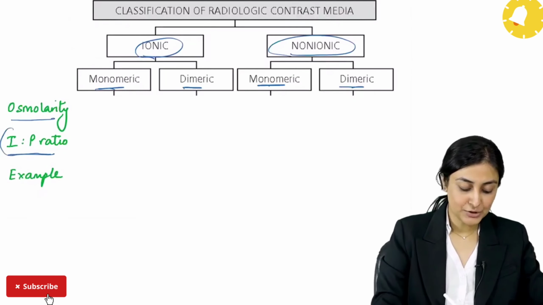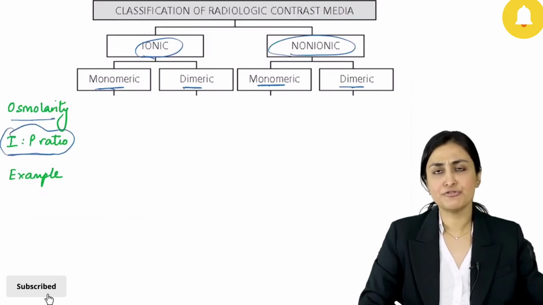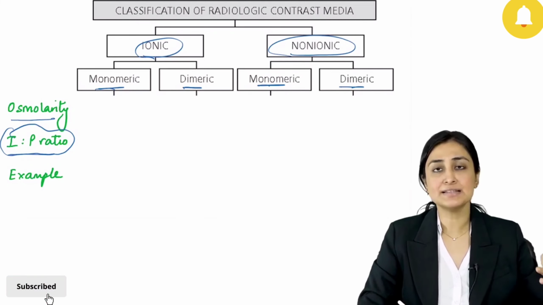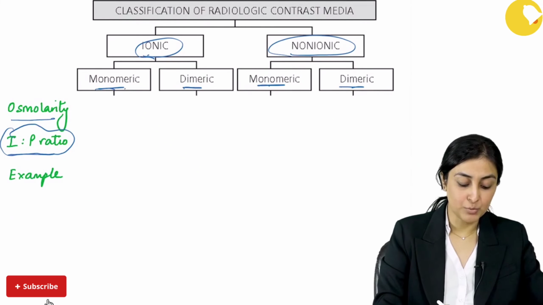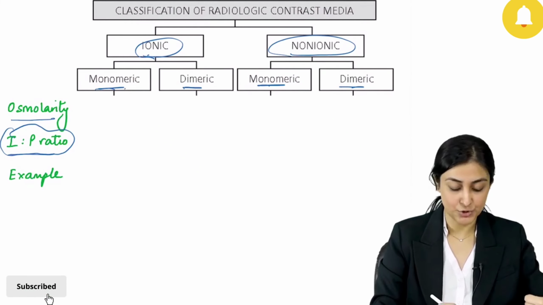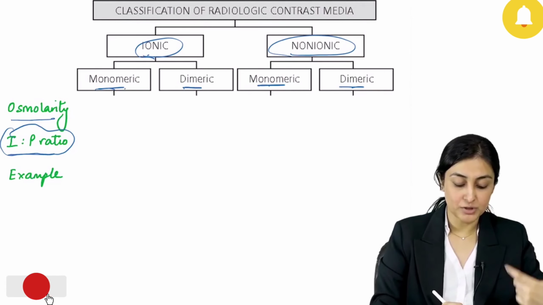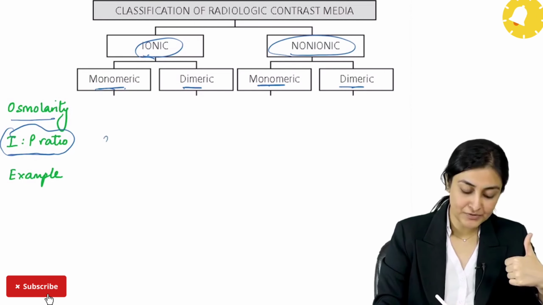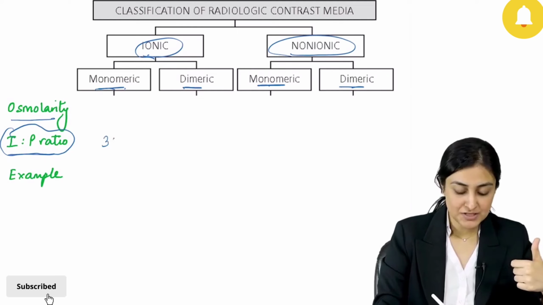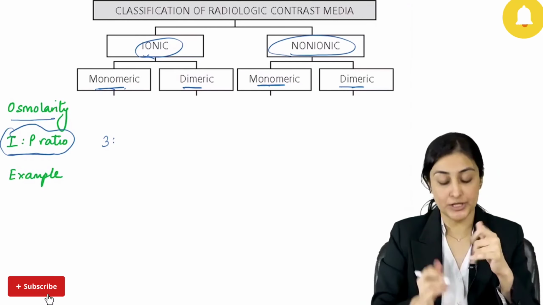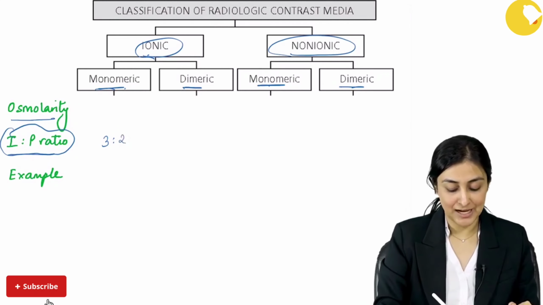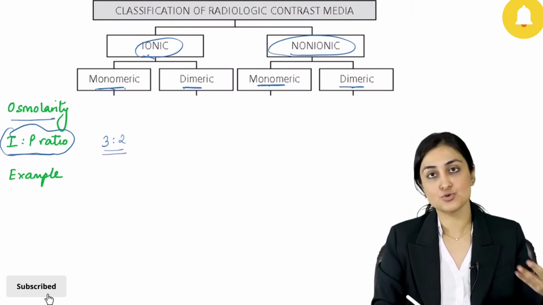So, now when I calculate the iodine particle ratio of different things, it's going to be pretty easy, nothing that I have to memorize. When they ask me ionic monomer, iodine particle ratio, because it is a monomer, how many iodines will it have? It will have 3 iodines. Because it is ionic, how many particles does it have? 1 benzoate, 1 sodium. So, 2 particles. So, the iodine particle ratio becomes 3:2.